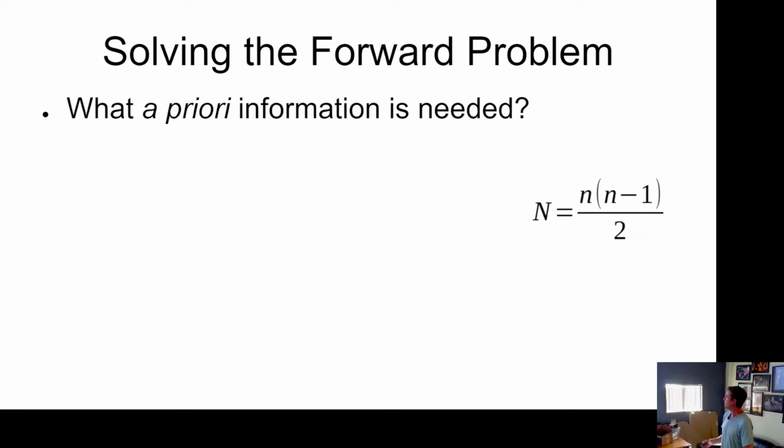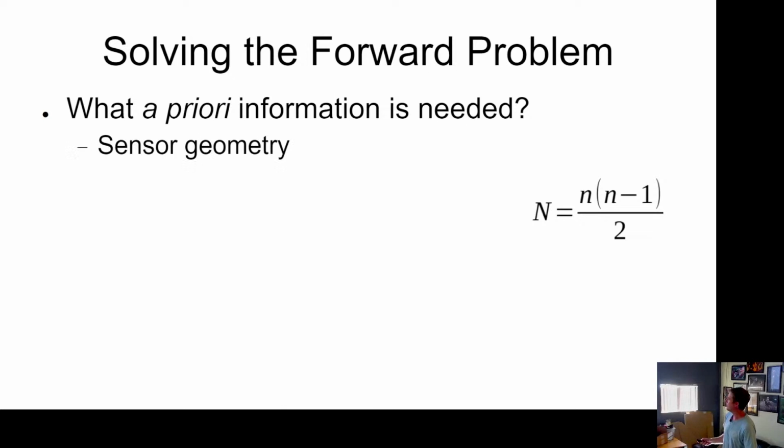So what kind of a priori information is needed? You need to know what the sensor geometry is, if it's flat, if it's circular. You need to know all this because you're usually using a finite element solver to solve these problems. So everything is discretized into small little chunks, and you need to know exactly what your sensor sensing domain is going to be.